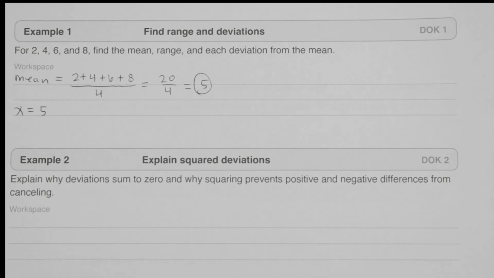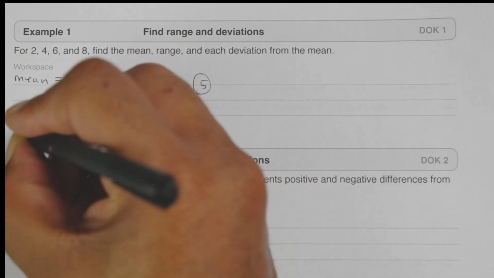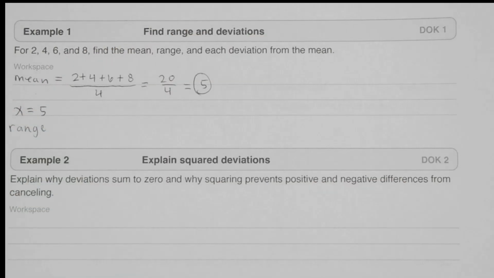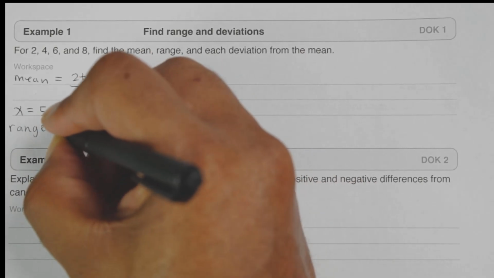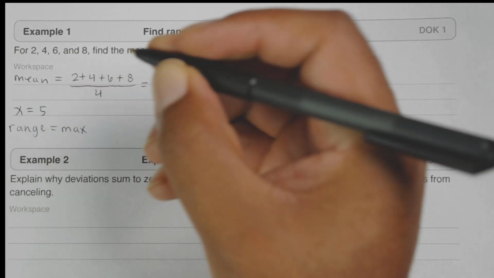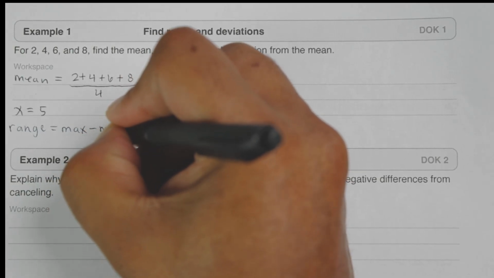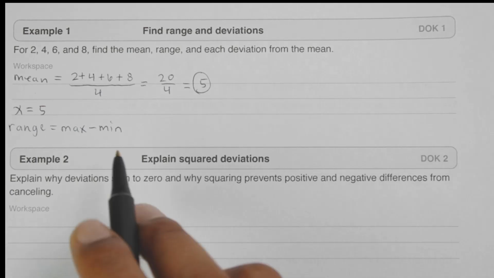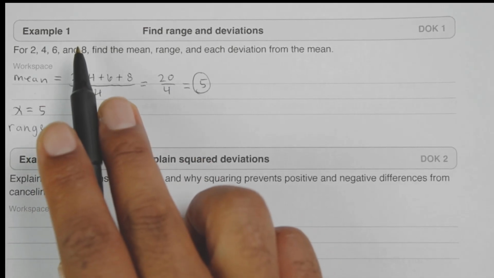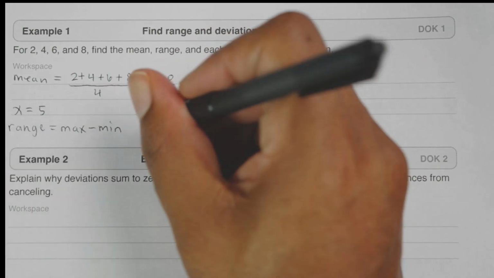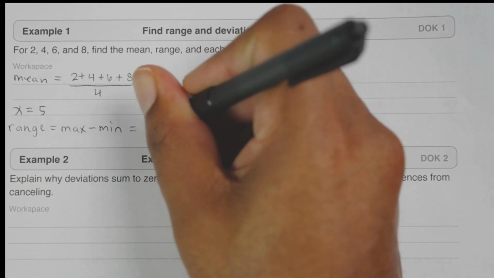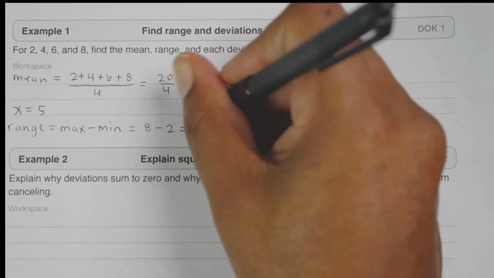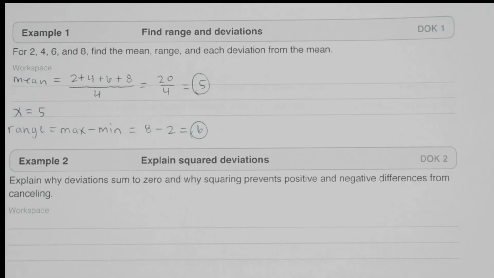Now we need to find the range. To find the range, it's basically the max minus the min. In this case, the max number is 8 and the minimum number is 2. So the max is 8 minus the min, which is 2. That would be 6. So we got our range.